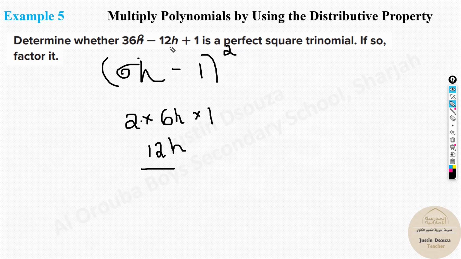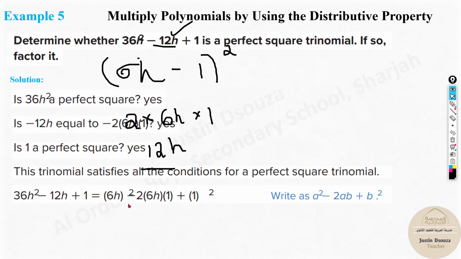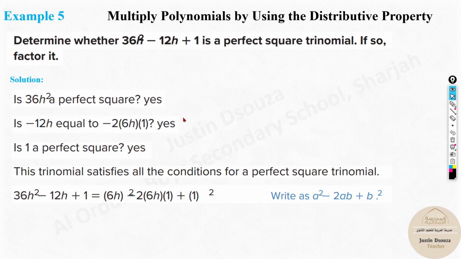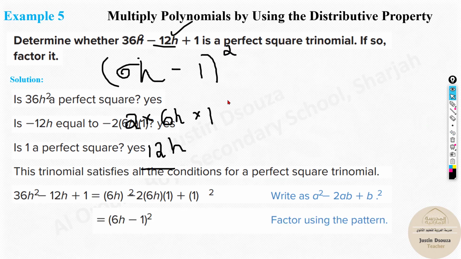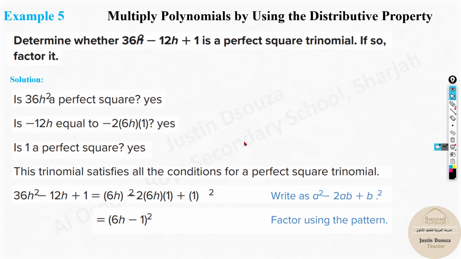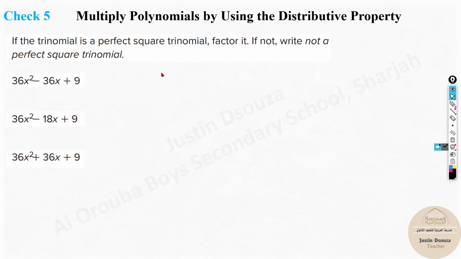Yes, this is correct. This is a perfect square trinomial, and you can write it as (6h minus 1) the whole square. See? Yes, this is a yes over here in the middle term. So what we wrote was the same thing, (6h minus 1) the whole square. That is your answer. Now what about these?